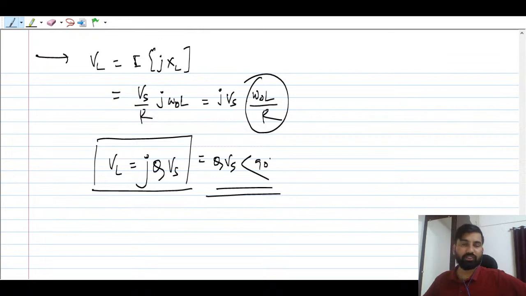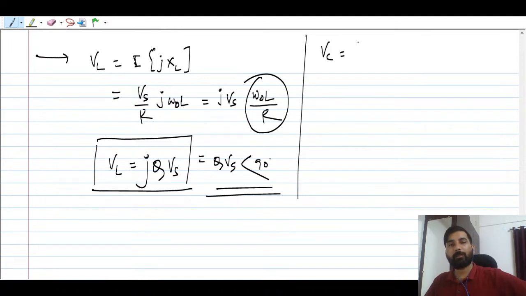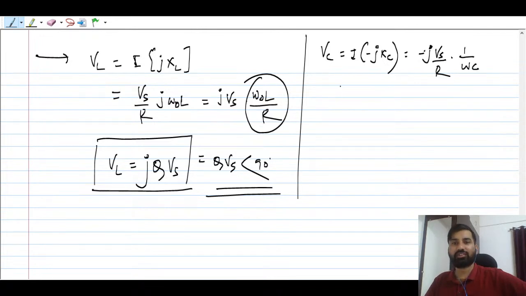Let me talk about the voltage across the capacitor. That is also important. Vc is going to be equal to I times minus jXC. What is the current flowing through the circuit at resonance? That is Vs by R. Xc is nothing but 1 by omega C. So Vc is going to be minus j times Vs by omega RC.